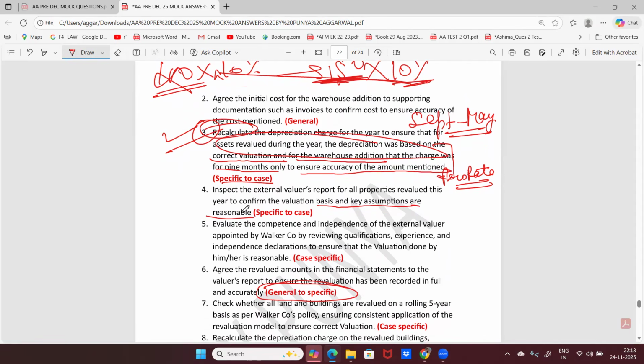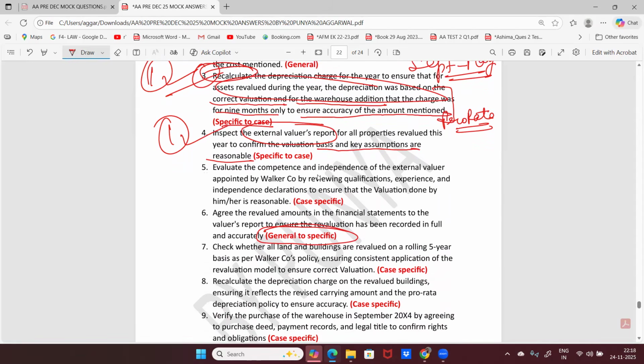So this is specific to the case because we're talking about the external valuer. 1 mark. Next, evaluate the competence. Now we got to know that there will be an external valuer. So we are going to check the competence and independence of the external valuer appointed by Walker Company by reviewing the qualifications, experience, and independent declarations to ensure valuation done by him or her is reasonable. This is again general made specific because I am talking in terms of the company over here. So this is again 1 mark.